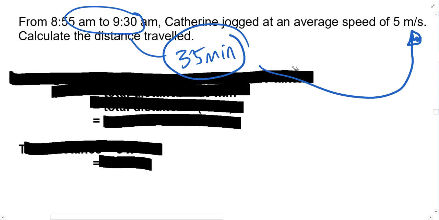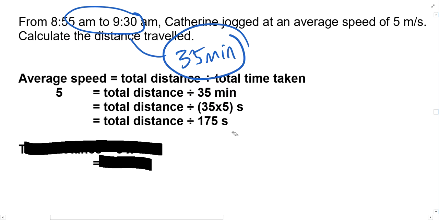Okay? So typically what we expect will be like this. Total distance, average speed. Average speed is total distance divided by total time. So 5 equals the distance divided by the time taken. Time taken is 35 minutes. So I need to convert my 35 minutes. Don't care about this working. I'll do it for you.